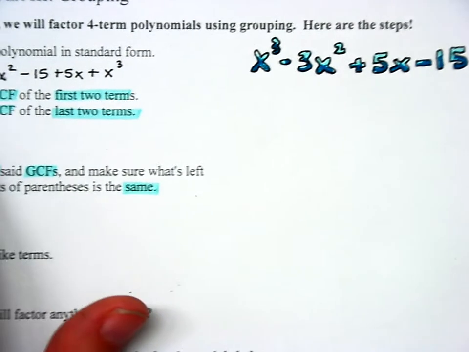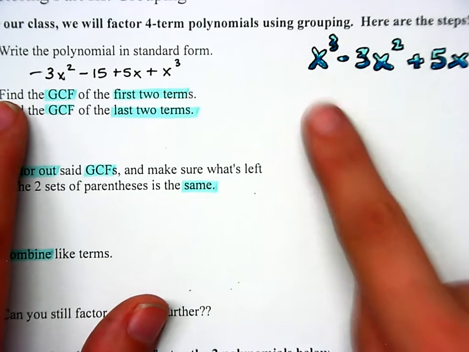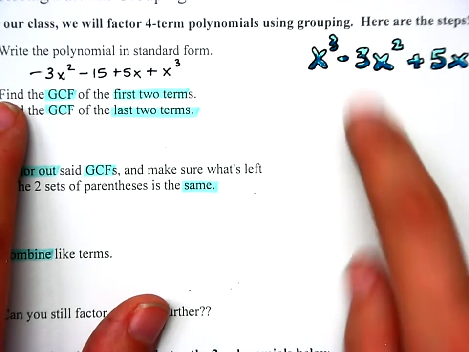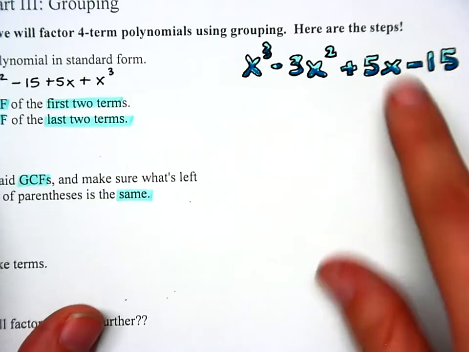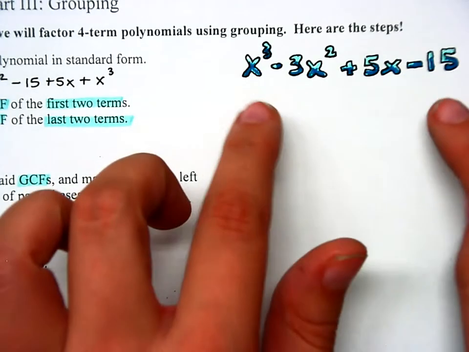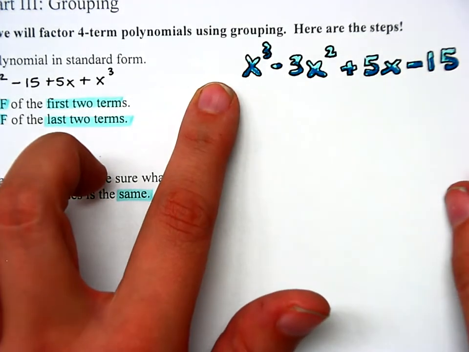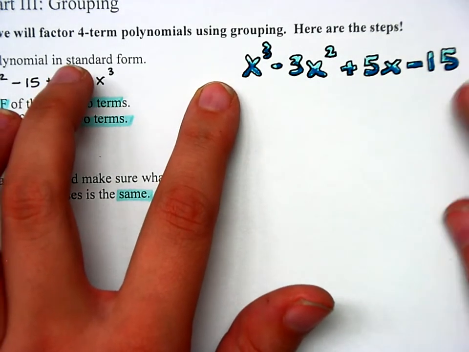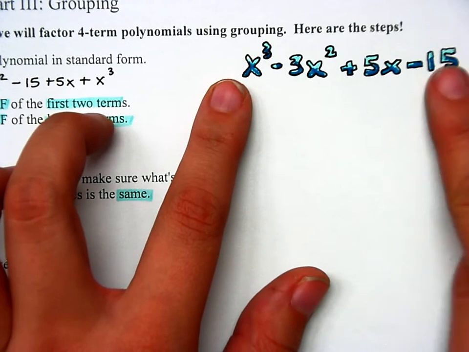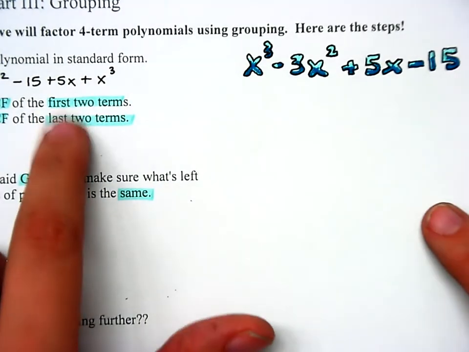The next one is to find the GCF of the first 2 terms. So I'm going to find the greatest common factor here, and then I'm also going to find the greatest common factor for these 2 terms. Now notice I did not factor out a GCF out of the entire polynomial because there isn't one other than the number 1. So always check, can I factor something out of all 4 of them? No? Then we move on to this step right here.